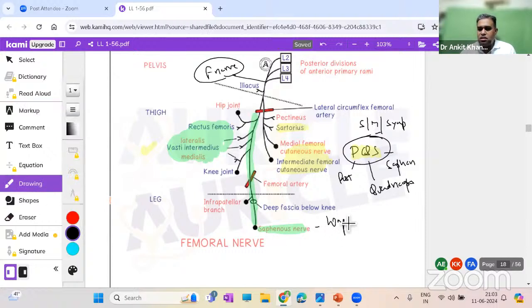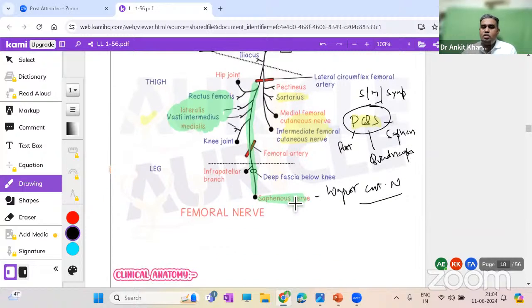This is the longest cutaneous nerve. We discussed the longest something else: the longest superficial vein in the body, the great saphenous vein. And the longest cutaneous nerve in the body is the saphenous nerve. Why longest? Because it reaches where? It reaches till the ball of your big toe. The big toe is the end of your foot. It gives sensory supply to the ball of the big toe, and it is coming from the femoral nerve. It is the longest cutaneous nerve in the body. Okay, so do remember this. Remember PQS and you're good to go.